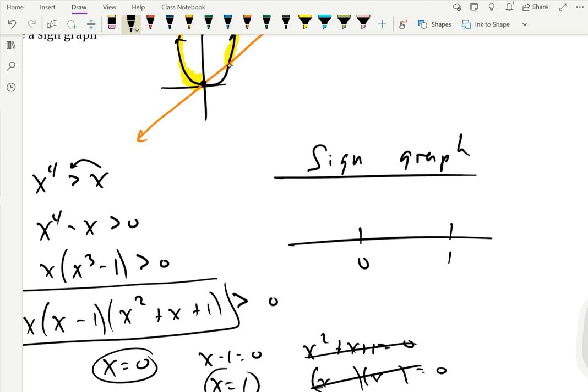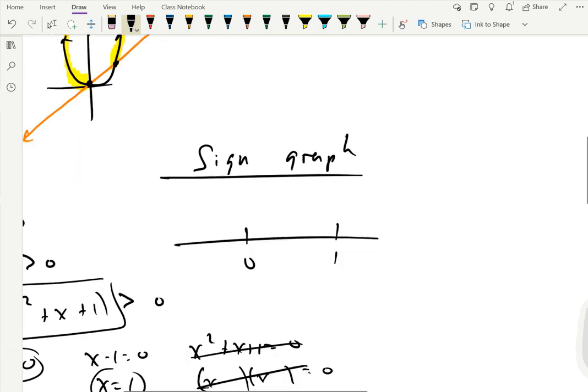And at 1, we've got that point. So what I should see over here on the left of 0, I should see that this is positive. Over here between 0 and 1, I should see that that's negative, because that means x to the 4th is below x. And then beyond 1 it should be positive again, okay? Let's take a look and see what this looks like.